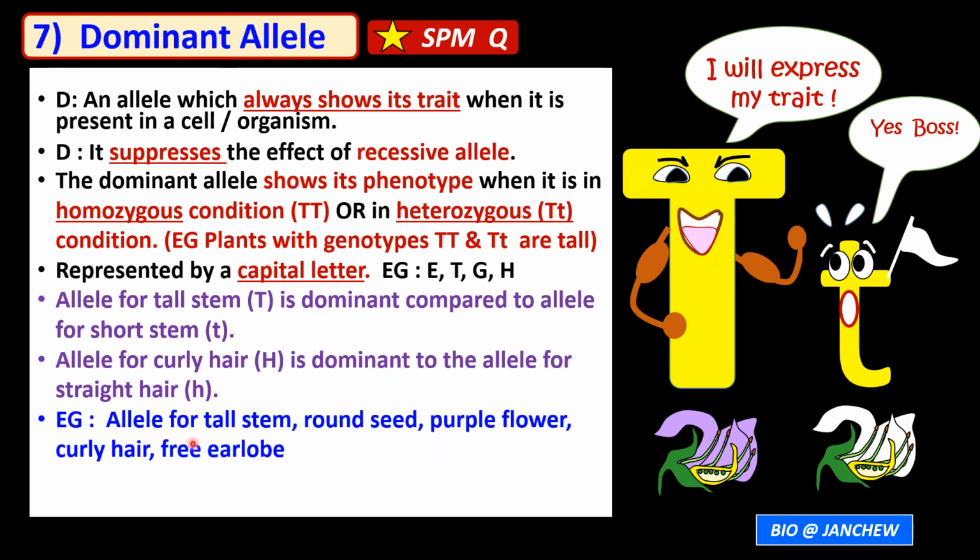Okay, right. Allele for tall stem, round seed, and purple flower in the pea plant. They are all dominant alleles. For example, for the pea plant, the allele for purple flower is dominant to the allele for white flower. And for humans, allele for curly hair and free earlobe are dominant alleles. So the allele for free earlobe is dominant to the allele for attached earlobe.